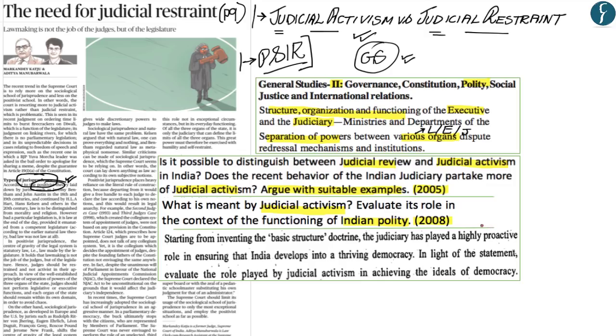And the most recent question that was asked in the mains examination was in 2014, whereby the question had asked, starting from inventing the basic structure doctrine, the judiciary has played a proactive role in ensuring that India develops into a thriving democracy. In light of the statement, evaluate the role played by judicial activism in achieving the ideals of democracy. Now as you can see, several questions with regards to judicial activism have been asked in your GS mains examination.